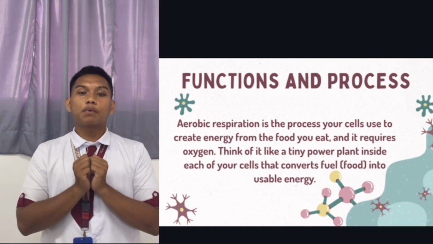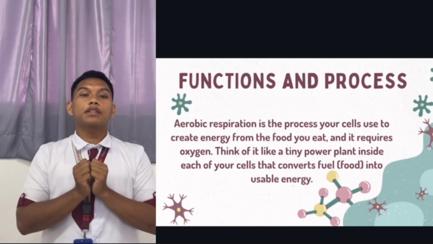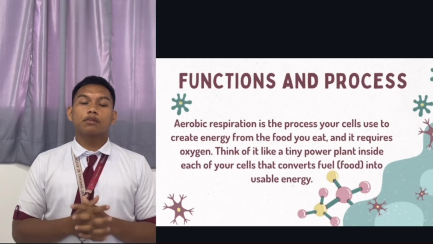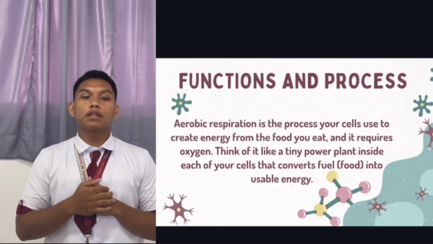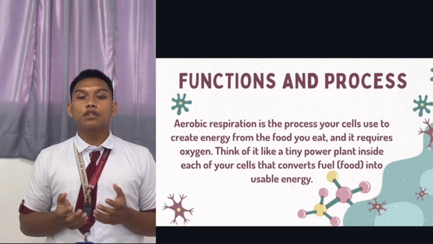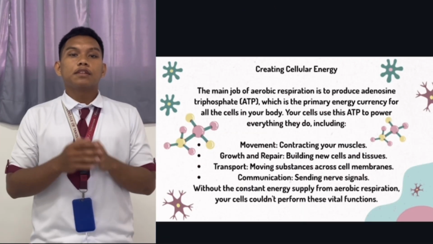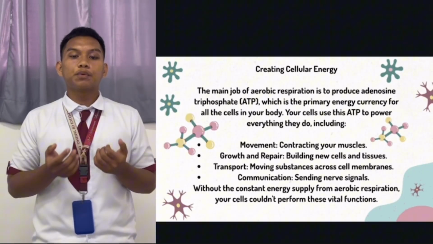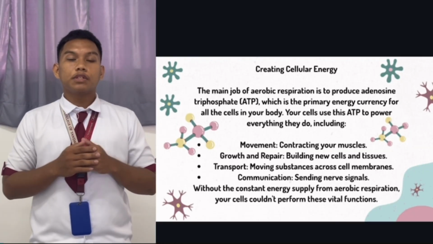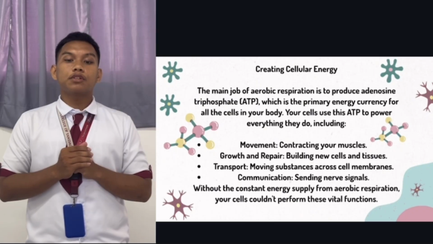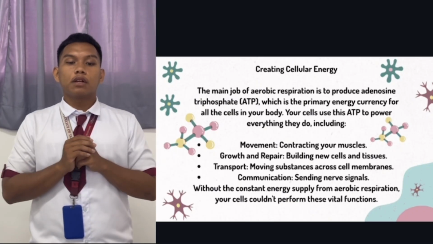Aerobic respiration is the process your cells use to create energy from the food you eat, and it requires oxygen. This is like a tiny power plant inside each of our cells that converts fuel or food into usable energy. Creating cellular energy: the main job of aerobic respiration is to produce adenosine triphosphate, which is ATP, the primary energy currency of the cells in your body.